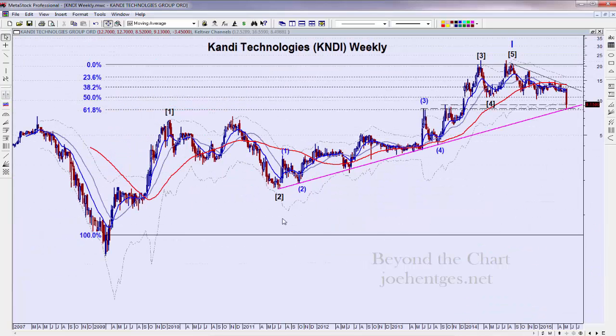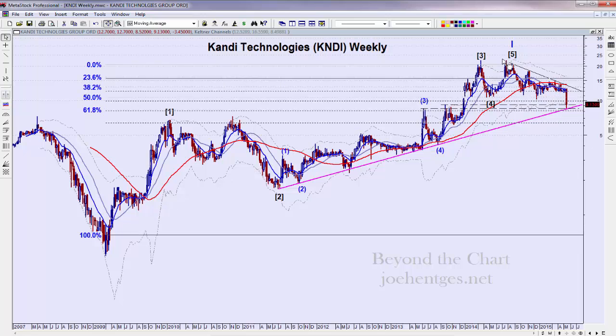Okay, so a couple of things that I'm looking at. Let me step back. Number one, I think we had 5 impulse waves up, 5 major waves to the high side, which I think is one large impulse wave. Now, what I've seen so far is this corrective action.